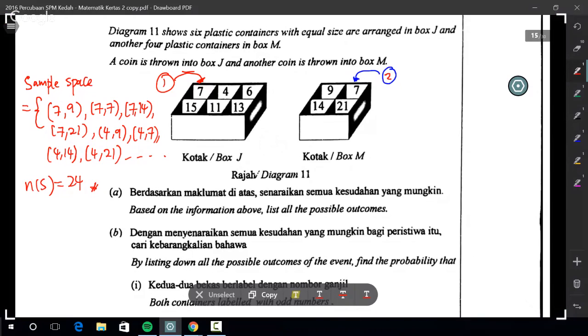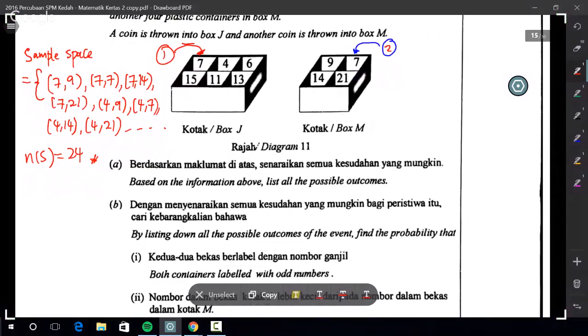All right, so you write out all the possible answers. You have 24 possible answers. If you have time, definitely you can write out all.